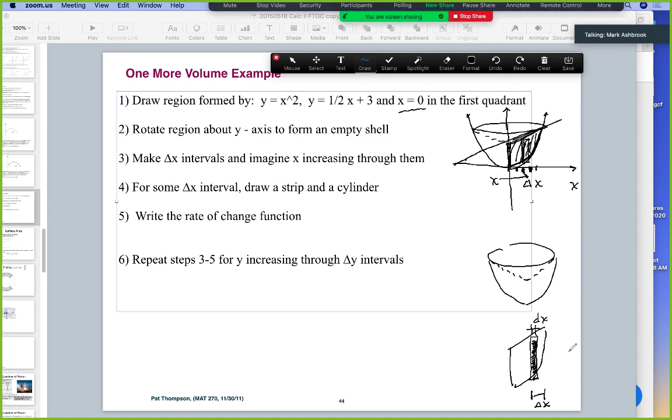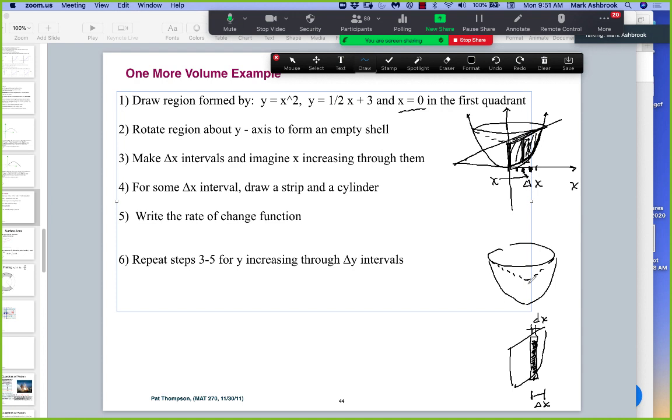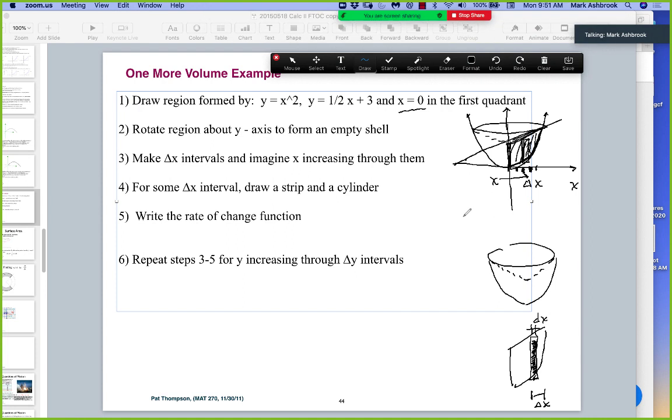And so when we rotate that thing around the y-axis the same way we rotated the outline around the y-axis, what do we get? Do we get like a washer or a disc, or do we get like a shell or a sleeve? Shell. Yeah, it's going to be a shell, right? So it's going to look like this.